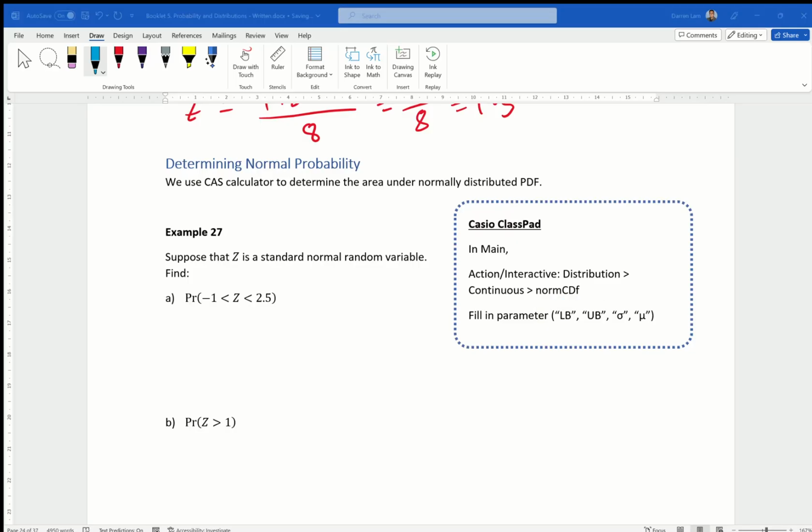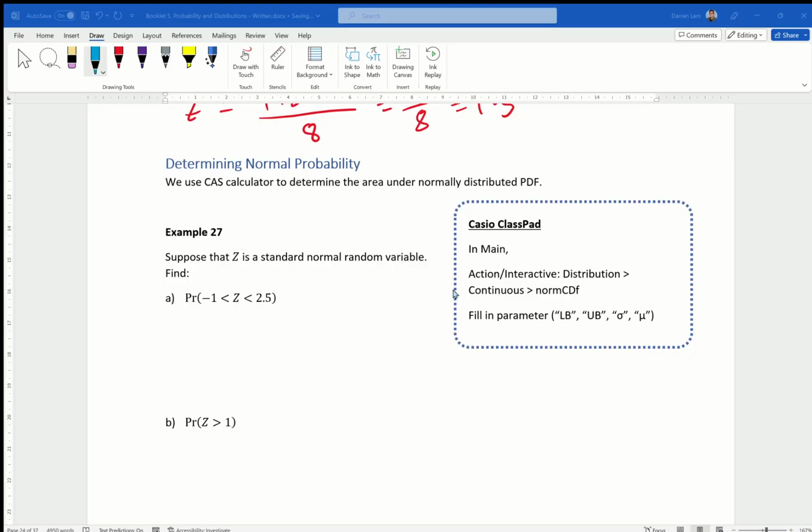So in my calculator, I'm going to go to Main. I'm just going to clear this to make it less confusing. I'm going to go Interactive, Distribution, Continuous. It is a subcategory of continuous, so Continuous, and then normCDF. It'll give you the same screen, or a very similar screen, to what you see in your binomial. Lower, of course, is going to be negative 1 in this case, and our upper is going to be 2.5.